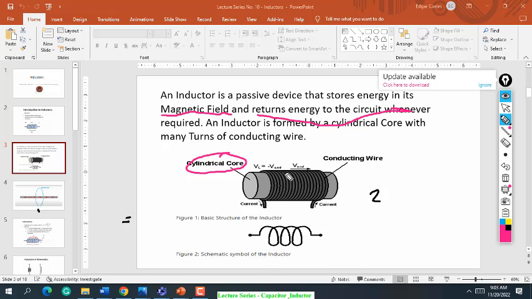So there's what we call EMF here. The EMF is the voltage, which translates to electromotive force. So the symbol of an inductor is this one: wound wire. Okay, that is an inductor.